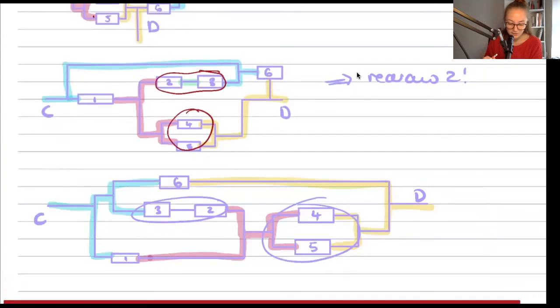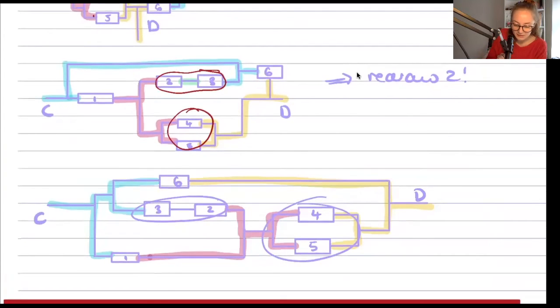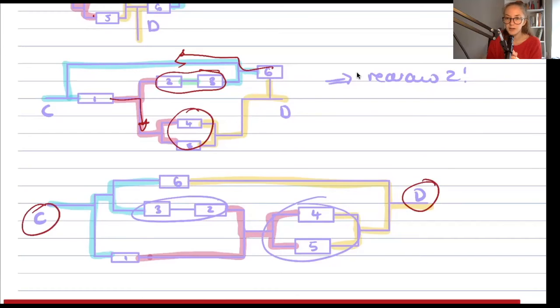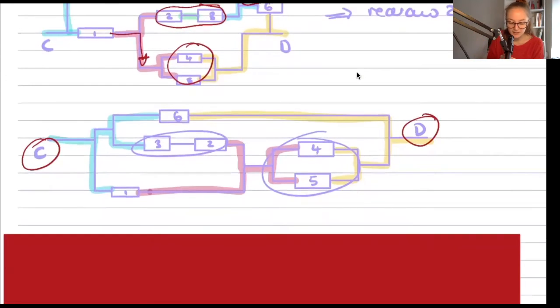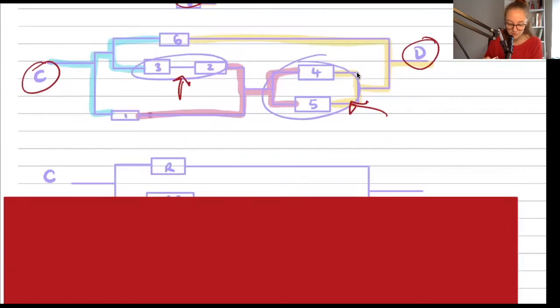So for my next redraw, I shifted this 6 backwards to show that that was in parallel there, and then I shifted this one here forwards, and I shifted the D and C nodes to show more clearly that they were the input and the output, essentially. But at this point, we can easily see that these are in series and these are in parallel. So we can shift those down.